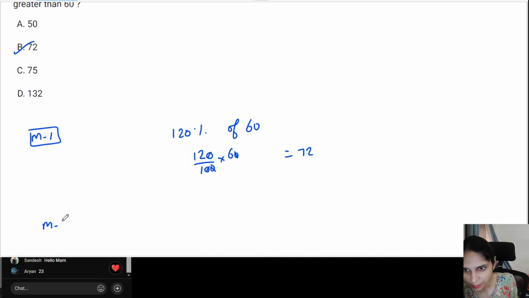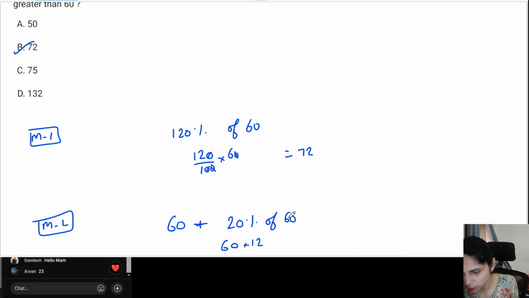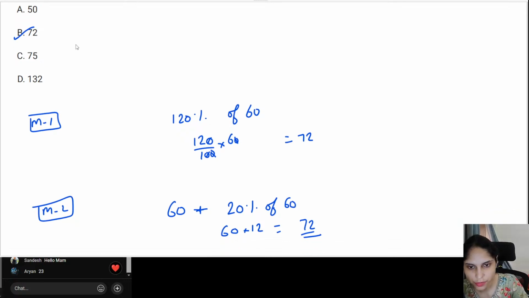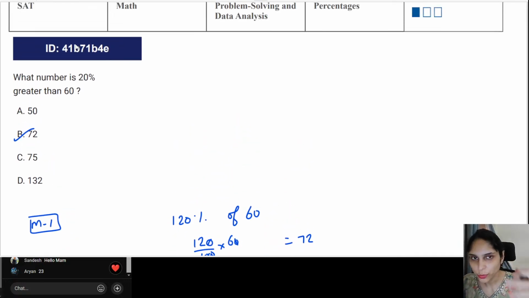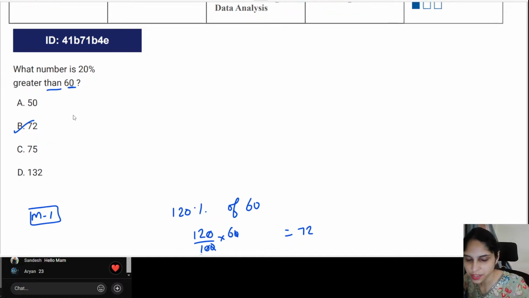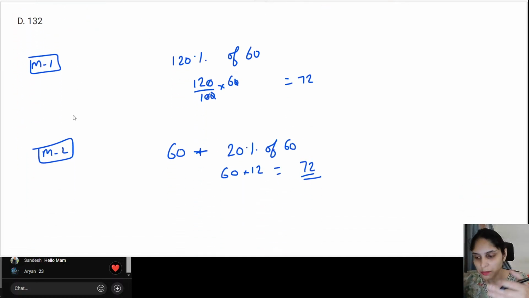Or like I'm saying, the second method could be 60 plus, because greater than means you have to add something to 60. What you're adding is 20% of 60. That's 12, because 10% is 6, 20% is going to be 12. You can always use Desmos, but I've solved this using mental math. Because you should know 20% of what? 20% of 60, because you're comparing with 60. So it's 20% of 60 plus 60, or 120% of 60, because 100 plus 20 is 120%. I hope you get this.